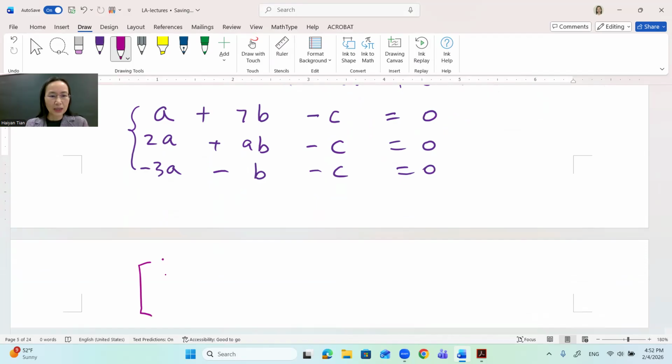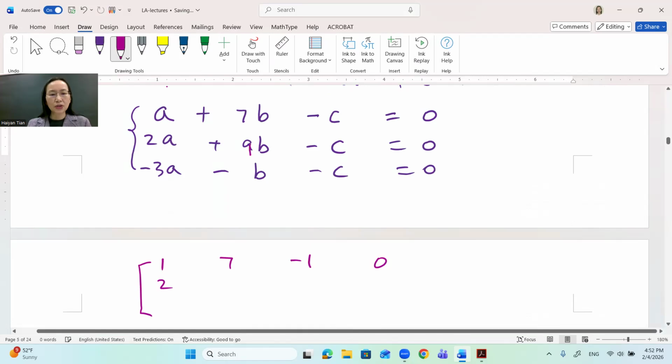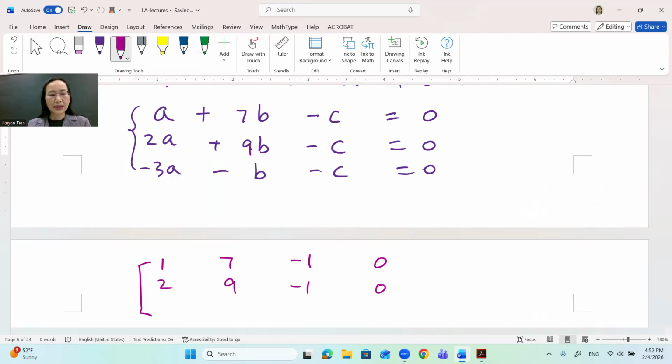So here is the augmented matrix. 1, 9, negative 1, and 0. And then 2, 9, negative 1, 0. Negative 3, negative 1, negative 1, 0. So this is the augmented matrix.